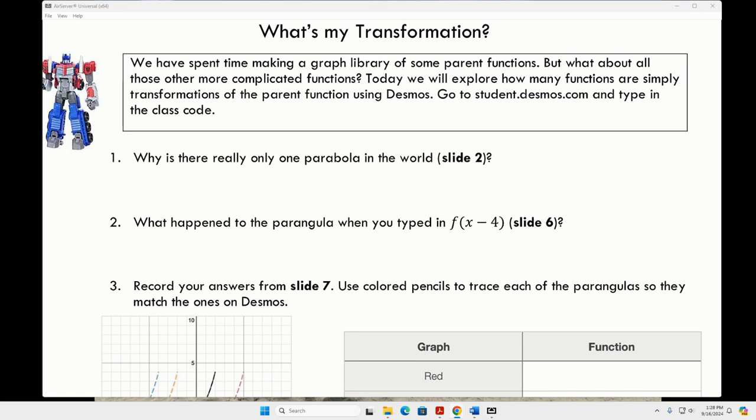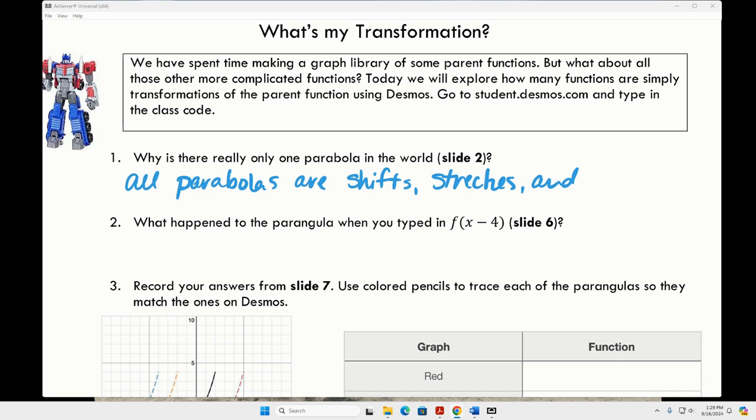So, the first question is, why is there really only one parabola in the world? And that's because all parabolas are shifts, stretches, and reflections of the parent function, which is y equals x squared.